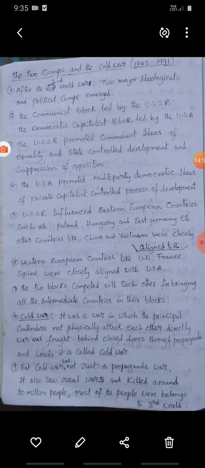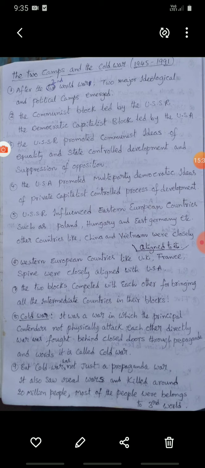Western European countries such as the UK, France, and Spain were closely allied with the USA. The two blocs competed with each other for bringing all the intermediate countries into their blocs. They wanted to gather support from other countries. They competed with each other. They wanted to dominate the world.